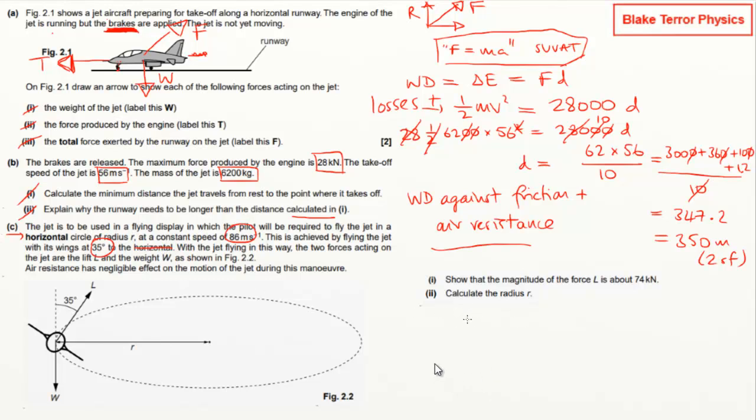Right, well, resolving vertically, there's going to be no net force. So we've got the L cos 35 degrees is equal to the weight, which is 6200 g. So let's just stick all of that into the calculator. 6200 times 9.81 divided by cos 35 is 74,250 newtons, which is 74 kilonewtons to two significant figures. And then they want the radius.